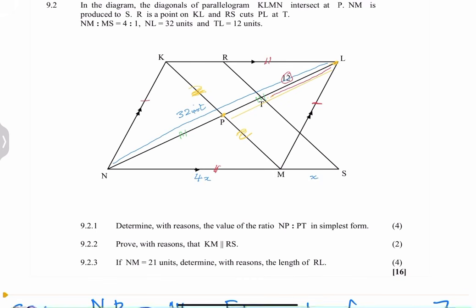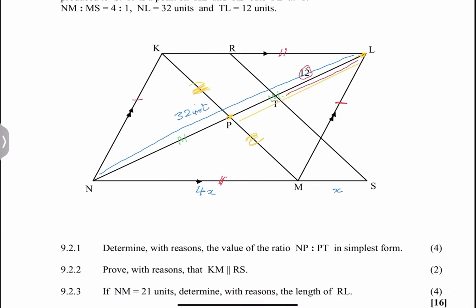Now they say to us, prove with reason that KM is parallel to RS. So we want to prove that KM is parallel to RS, want to prove those two sides to be parallel to each other. Now here's the thing that I want you to note. Look at this. We found the relationship.